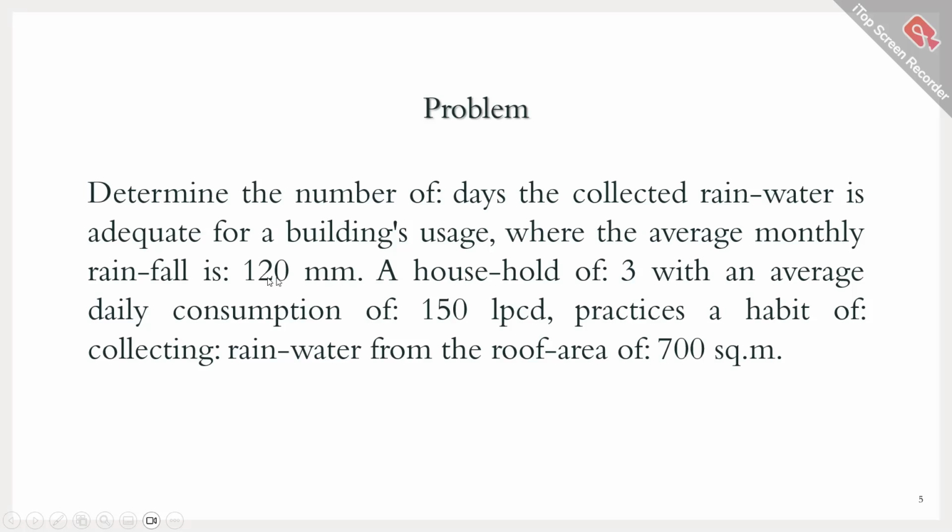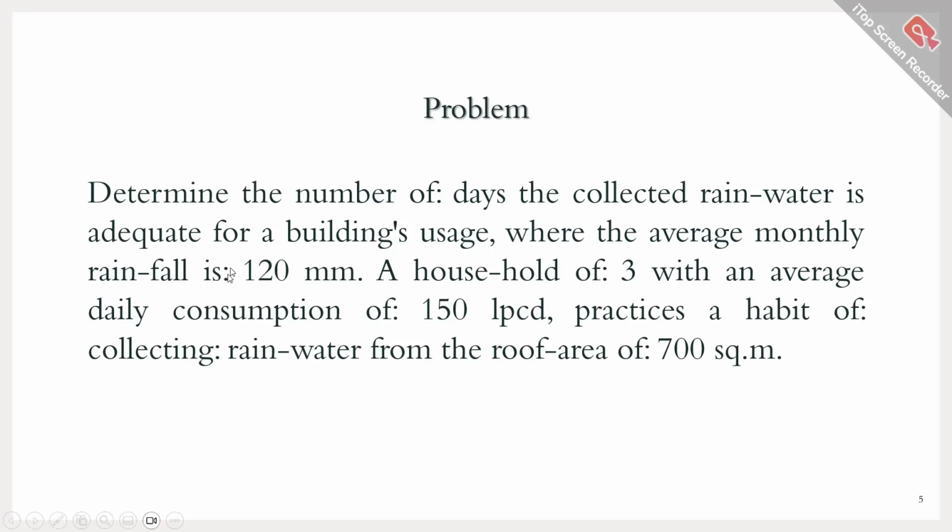Average monthly rainfall is given as 120 millimeter. Roof area is given as 700 square meter. If you multiply this 120 millimeter with 700 square meter, you will get monthly rainfall in cubic meter. Now, average daily consumption is given as 150 liters per capita per day. The number of members in the household is given as 3. So if you multiply these two, 150 into 3 equals 450 liters per day. So per capita will go out. 450 liters per day is the average daily consumption for the entire household.